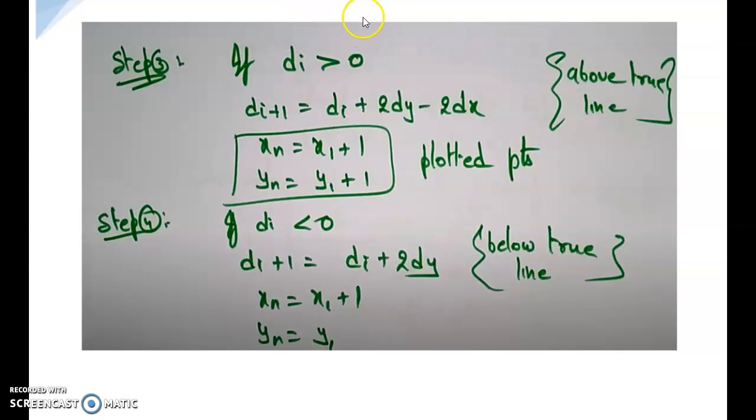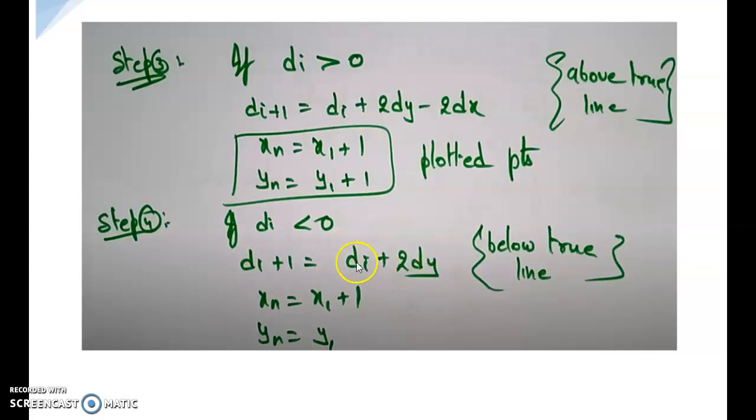We saw the initial point as x1 y1 and x2 y2, where x2 y2 is the end point. We have to consider x1 y1 as the initial point. So the next point xn yn will be x1 plus 1, y1 plus 1 if di is greater than 0. If di is less than 0, then the next decision parameter will be di plus 2 dx. One more thing is, if di is less than 0, we do not take the earlier condition. We directly come to this condition, and the next parameter will be di plus 2 dy.